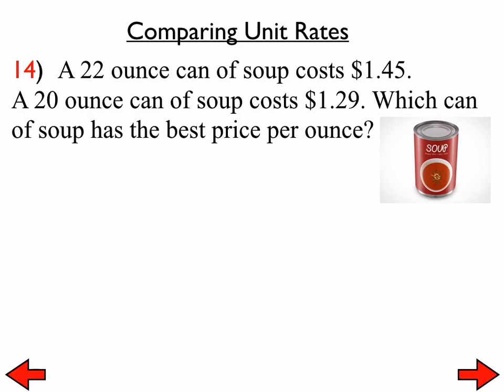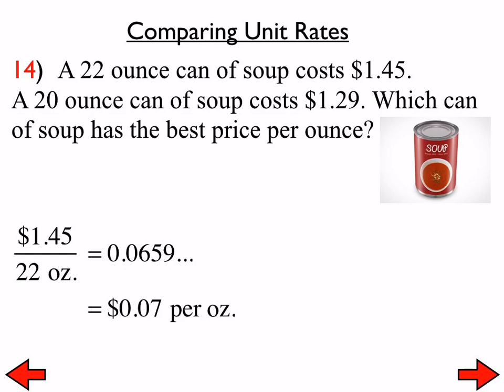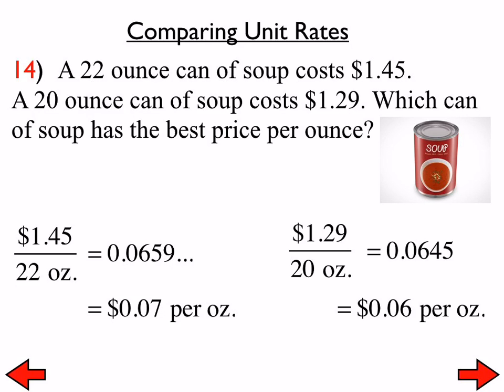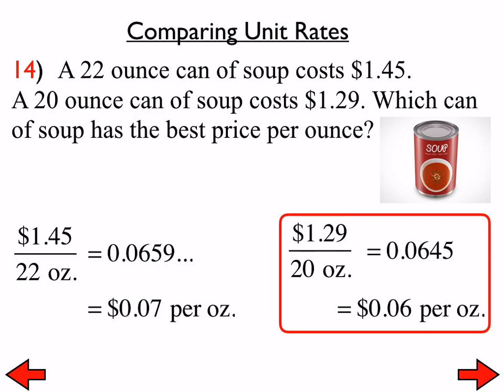When you're doing your division, you really don't need to go out more than 3 decimal places, because we have to round to the hundredths place because we're talking about money. But once again, I tried to make this one really close. So $1.45 for 22 ounces gives us this. I actually went out 4. So that's 7 cents per ounce. That's what you would be charged. And the other one would give us 6 cents per ounce. So the better buy, or the best price per ounce, is obviously the second can of soup.